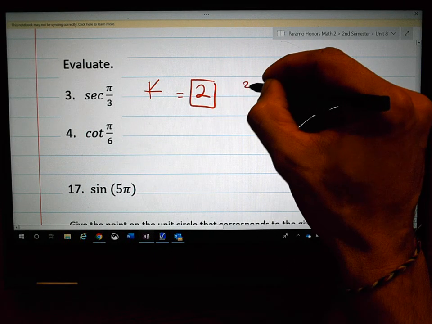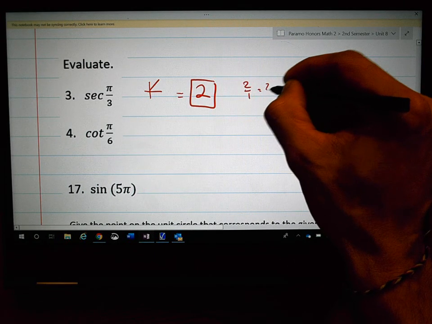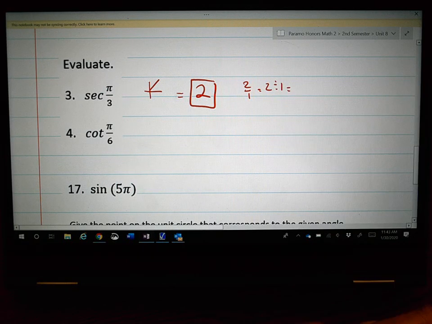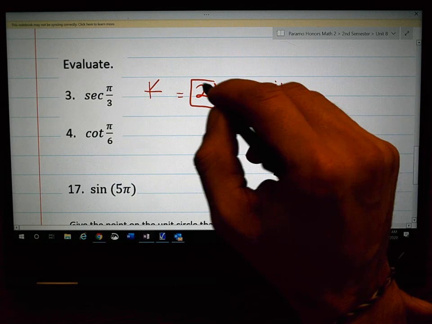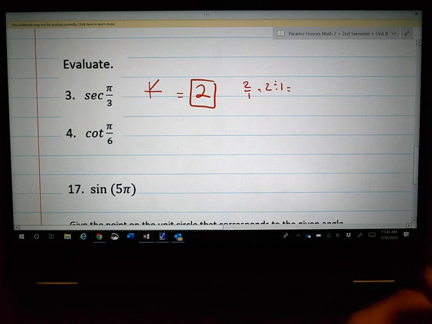You could write 2 over 1, but in my mind, I think you should know how to simplify 2 divided by 1. I think you should be able to write 2 and not 2 divided by 1. Somebody asked me in my other class, would you mark us wrong if we put 2 over 1?